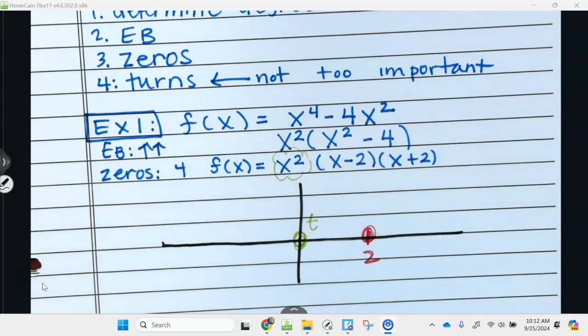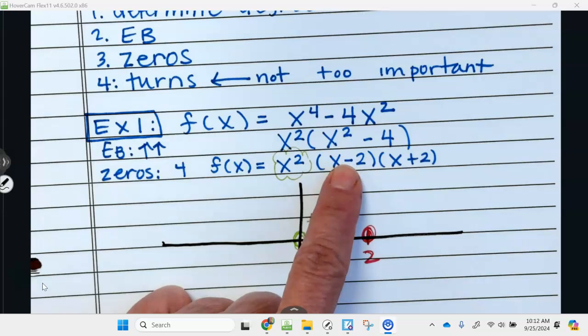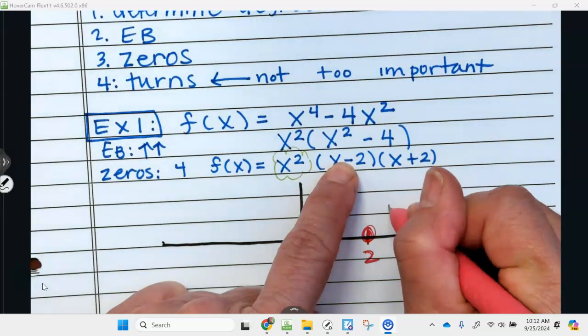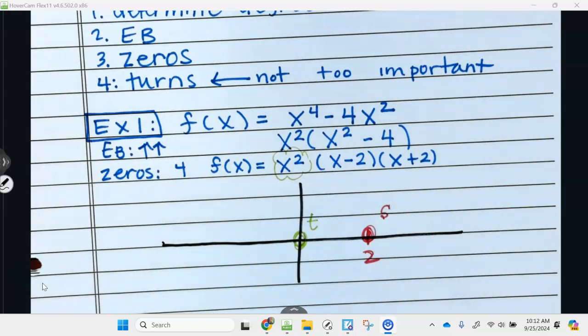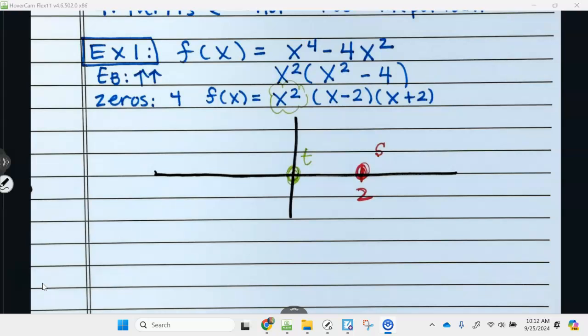All right, that's an x-intercept. And this has an exponent of 1. So we're going to write S because it goes straight through. I know that's a weird looking S, but I make them weird on purpose because I don't want anybody to confuse it with a number 5. So my S's look like that.